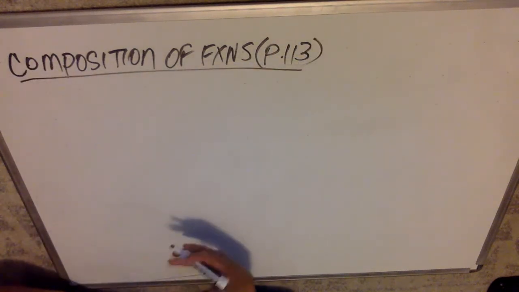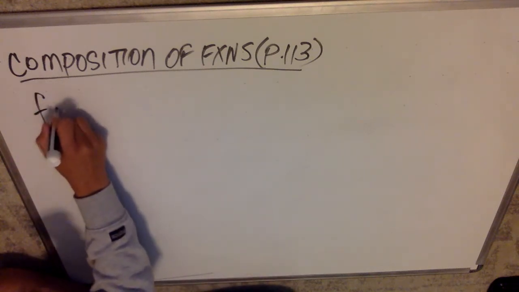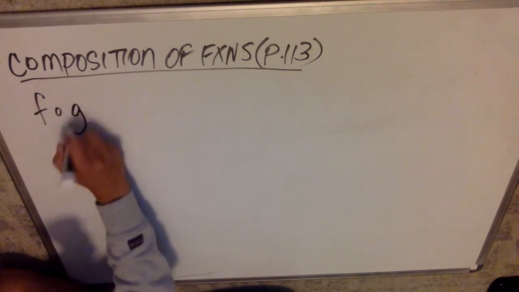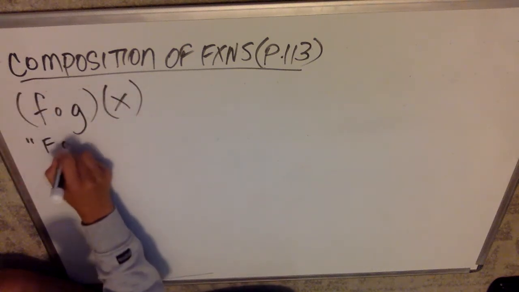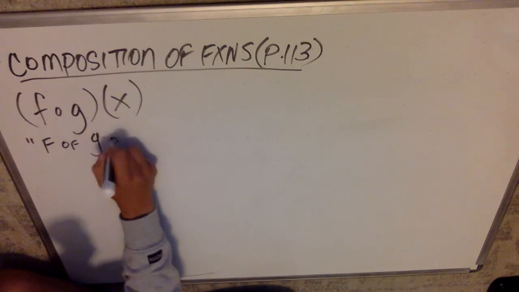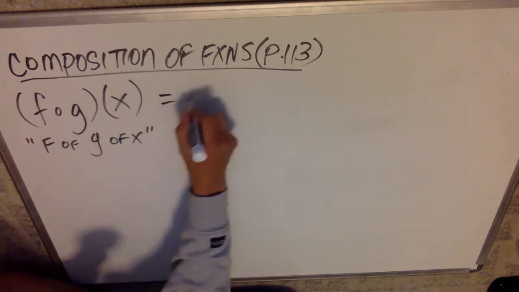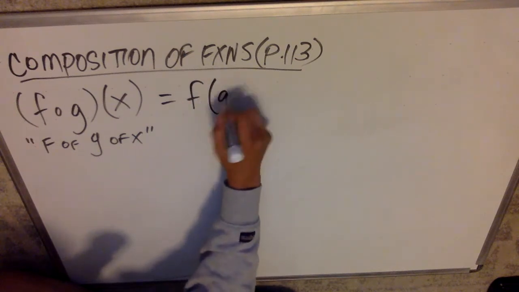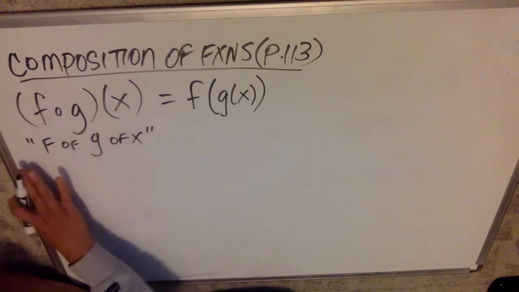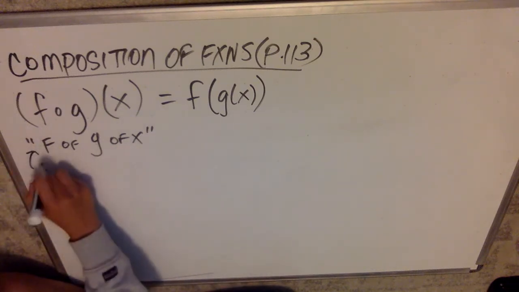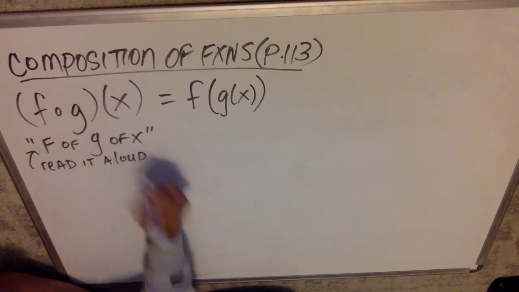So let's say that f and g are functions of x. F with this little open circle g is f of g of x. So the way we read this is f of g of x. What this actually means is f with the g of x as the input inside f of x. This is how you would read it if you were going to read it out loud.